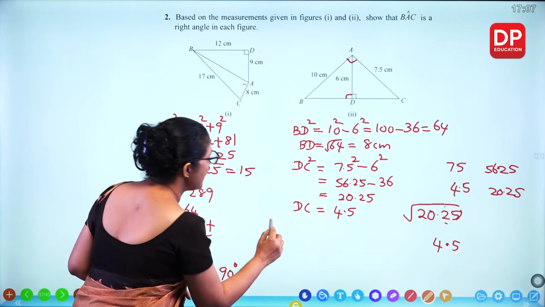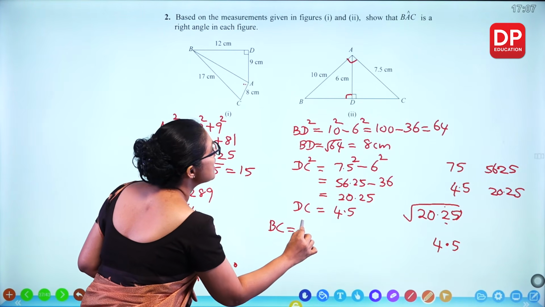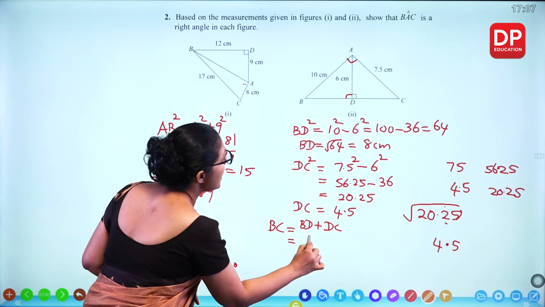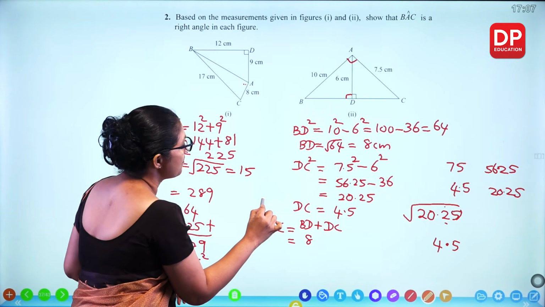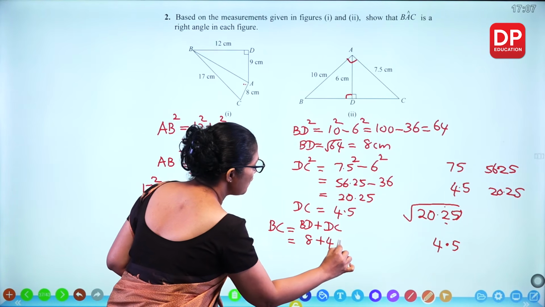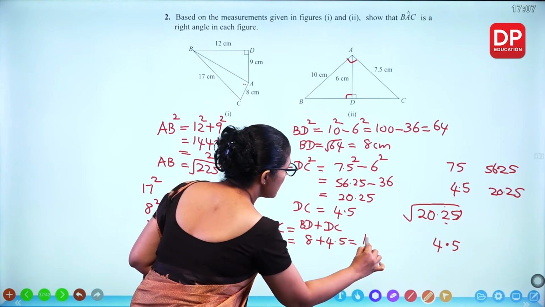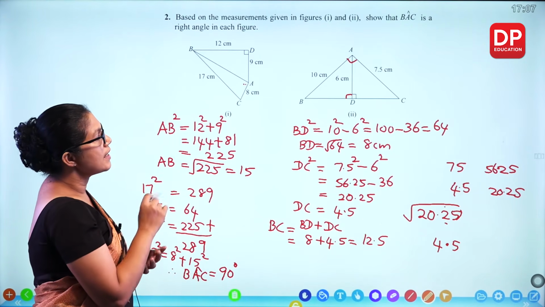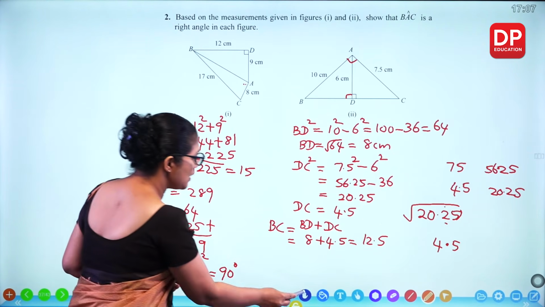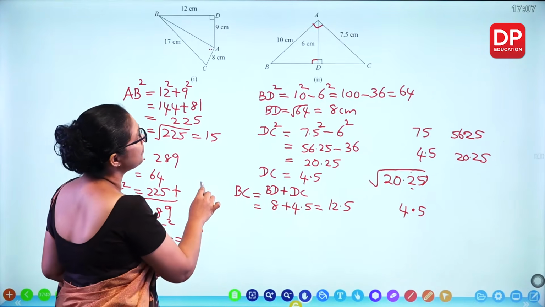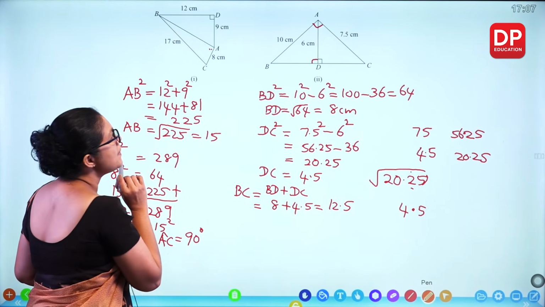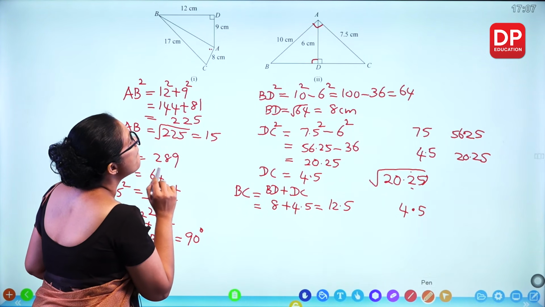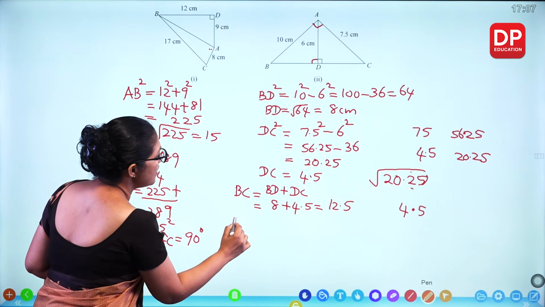Then what is BC? BC is BD plus DC. BD is 8, DC is 4.5. So what's that? You get 12.5. Now we'll look at the big triangle ABC, whether it works. We'll take the ABC triangle. What is BC squared?